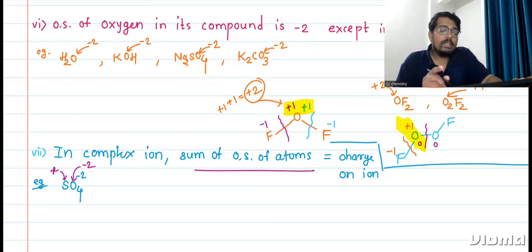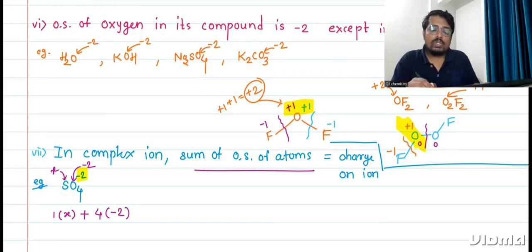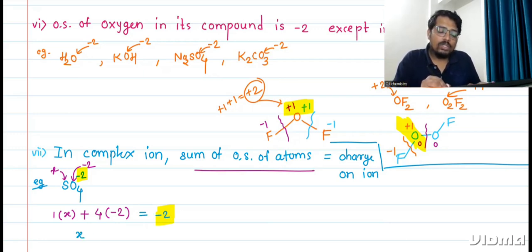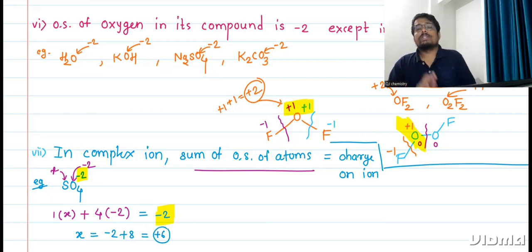So, how many sulfur atoms are there? Only one sulfur atom. So 1 into the oxidation state of sulfur, where 1 represents the number of sulfur atoms, plus 4 into the oxidation state of oxygen, which is -2, and the total charge. What is the total charge on the ion? The total charge on the ion is -2. So the sum is equal to the total charge on the ion, -2. So what is the value of x? X is equal to -2 plus 8, which is equal to +6. So in sulfate ion, the oxidation state of sulfur is equal to +6.